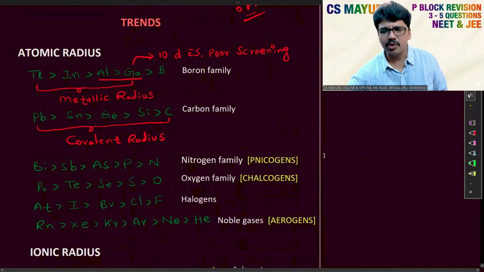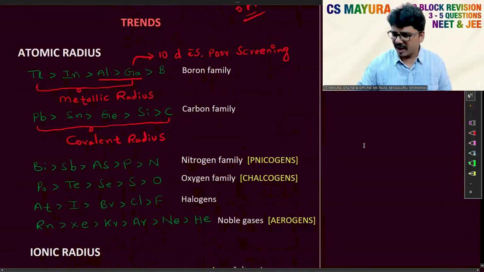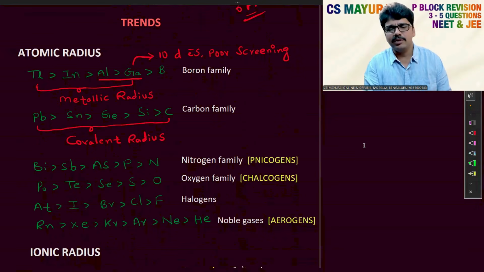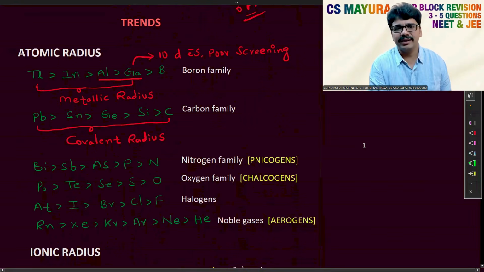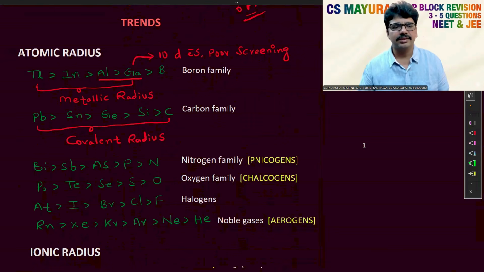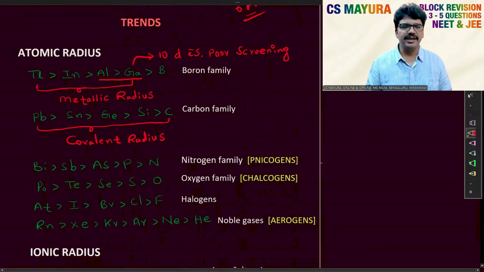Now coming to the important part, trends. As we discussed, the starting statement says that whatever exception you have seen in the p block elements, 11th or 12th group, directly or indirectly, who is responsible? Lanthanide contraction. Poor shielding effect of d and f electrons is responsible for any irregular trend in the p block. So now see atomic radius.